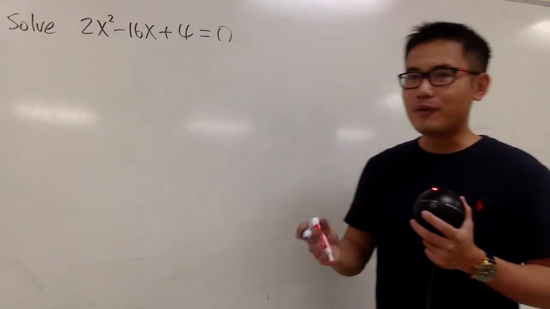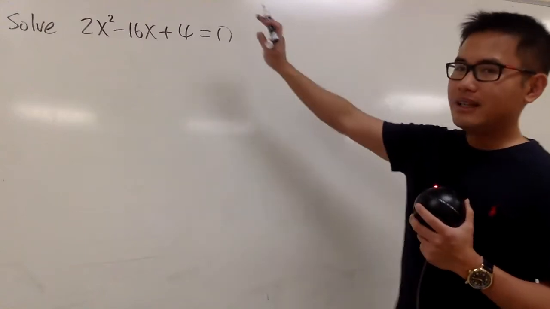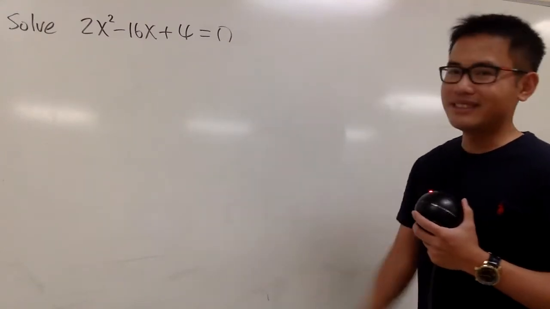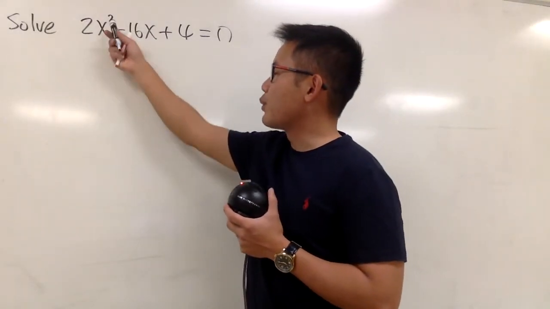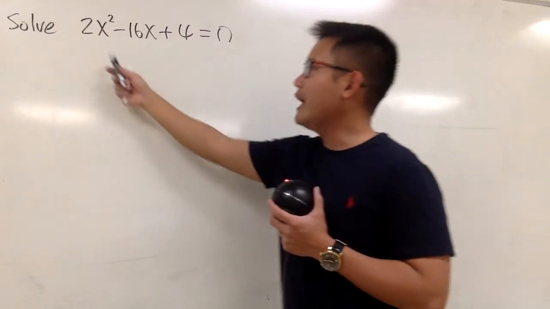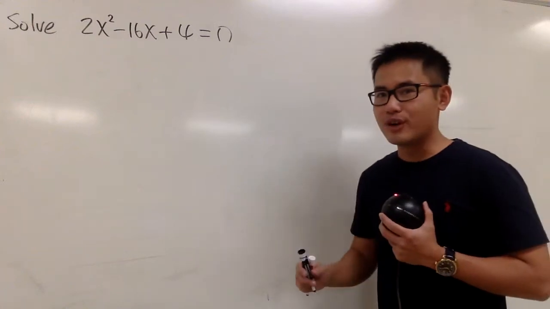And in this video, I will first show you guys completing the square, okay? Because in my opinion, this is actually easier if you use completing the square to solve this. And let me show you how. First of all, we see that we have 2x squared minus 16x plus 4, and that's equal to 0. We have this 2 in front of the x squared. That's no good for completing the square.